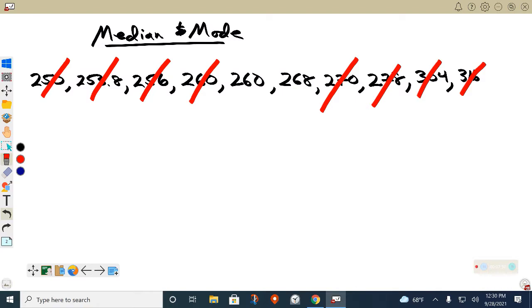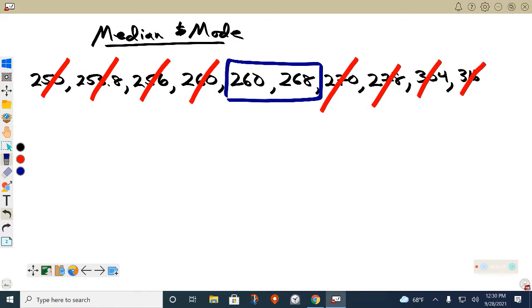So if there's no exact middle number in your data, what you got to do is take the two middle numbers, these two. I forgot what cars those are. I think it's a Bugatti and something else.